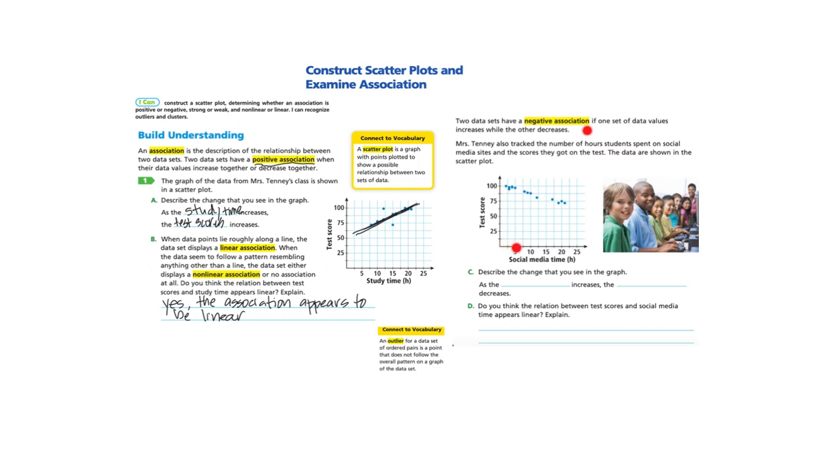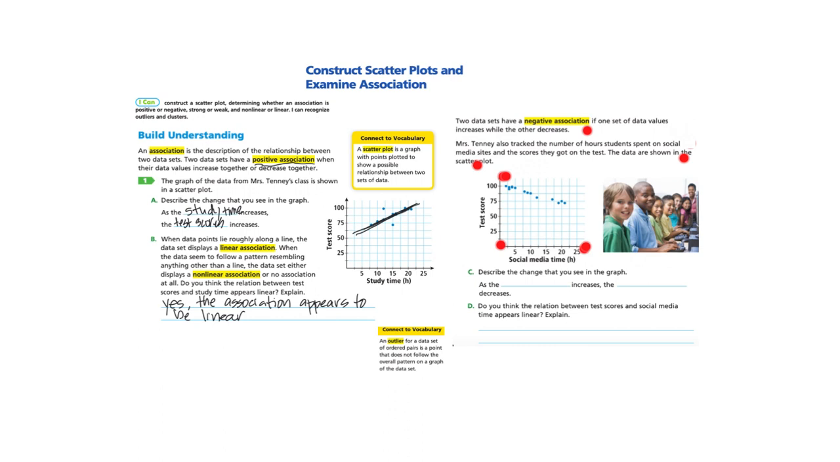So here, if we look at this graph, social media time compared to test scores, she does another study where she also tracked the number of hours students spent on social media sites and the scores they got on the test. So the data for this are shown in this scatter plot. So social media time is going up, test scores, what's happening there?